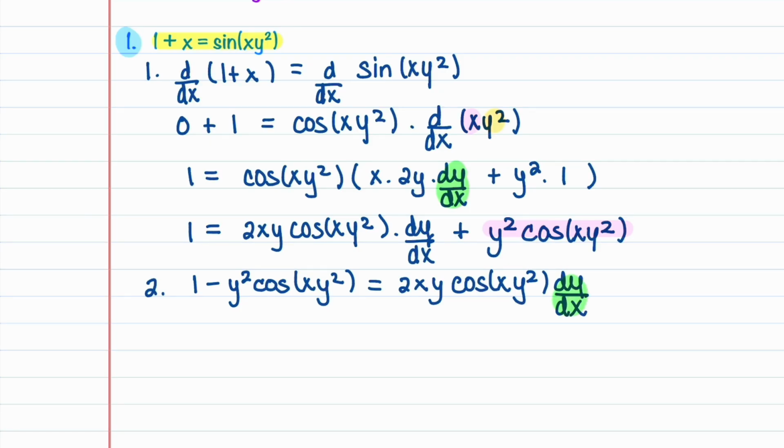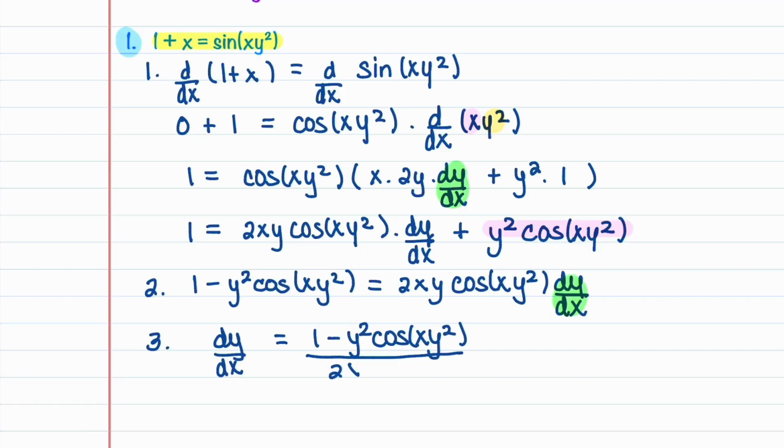Now we're going to solve for dy/dx, and that is our third step. So let's divide everything by our 2xy cosine xy squared. I am going to go ahead and flip both sides just so our dy/dx is on the left. So we have dy/dx is equal to 1 minus y squared cosine xy squared, all divided by 2xy cosine xy squared. And that is our answer.